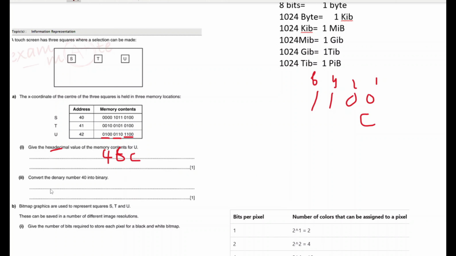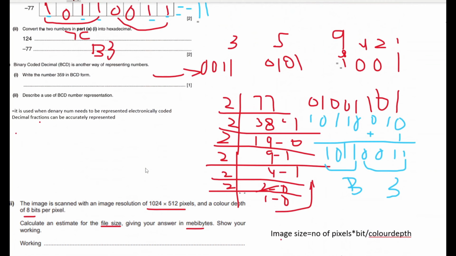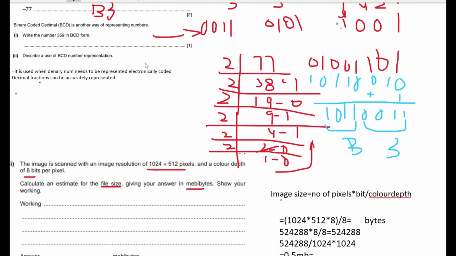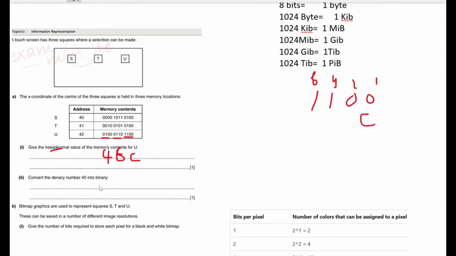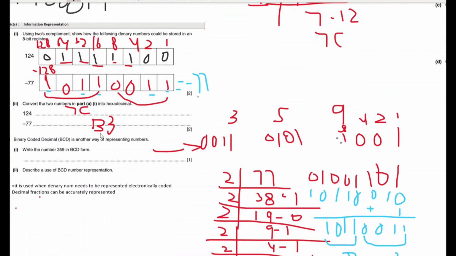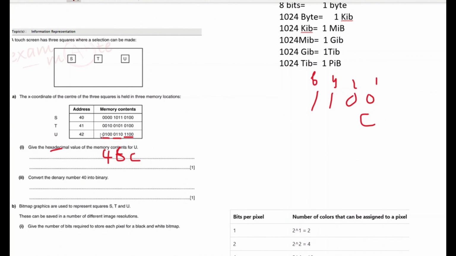Next question: you have to convert the denary number 40 into its equivalent binary. Remember the formula where I asked you to use the powers. How can I get 40? Just add up different values using these powers. If I add 32 and 8, I get 40. The rest of the bits will be 0. For an 8-bit register, I can write the answer in this way.